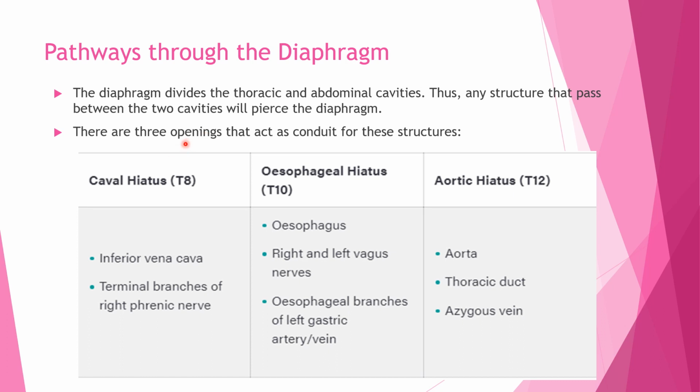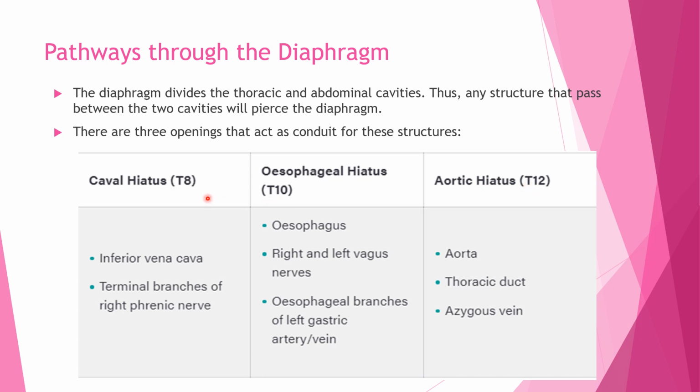The openings are otherwise called hiatus. So, there is the caval hiatus, esophageal hiatus and aortic hiatus. The caval hiatus is at the T8 level, the 8th thoracic vertebra. The esophageal hiatus is at T10 and the aortic hiatus at the T12 level.